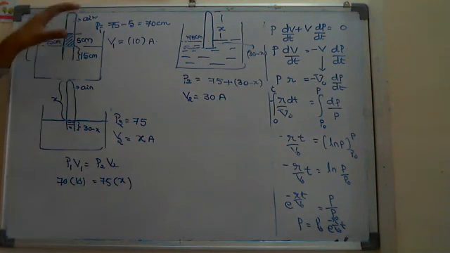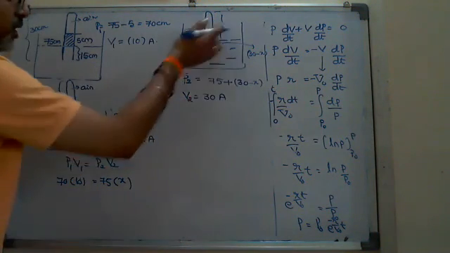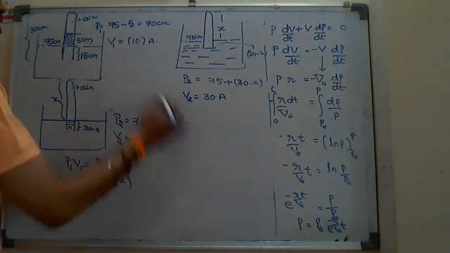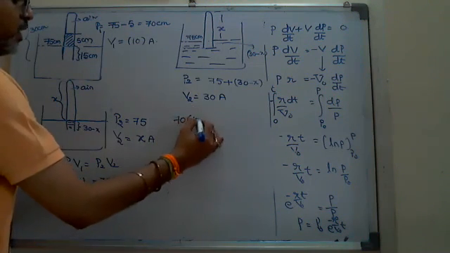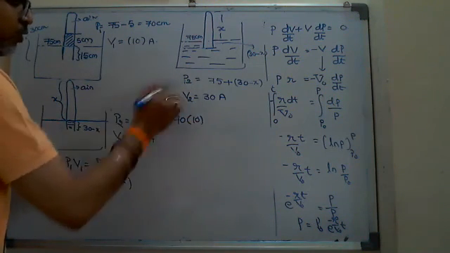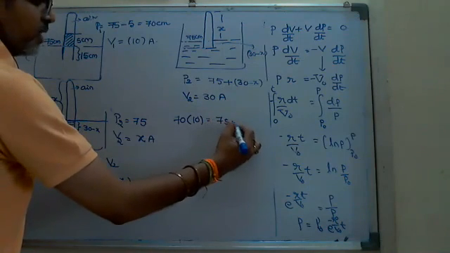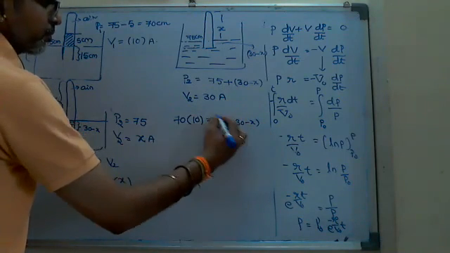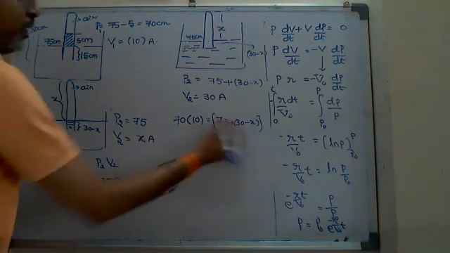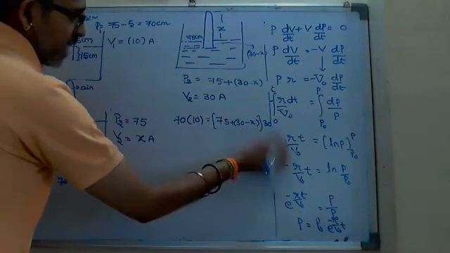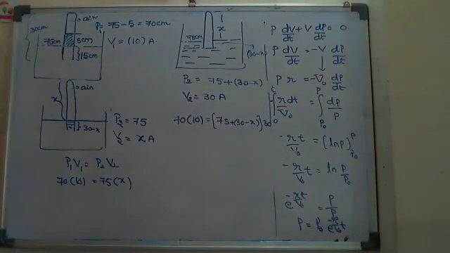So again, P1 V1 is equal to P2 V2. If you write it, you will get x. Straight away we can write 70 into 10 into area of cross section. No need to write it, both sides get cancelled. It is equal to P2, 75 plus 30 minus x, into volume 30 A. A is already cancelled. By that you will get x now.